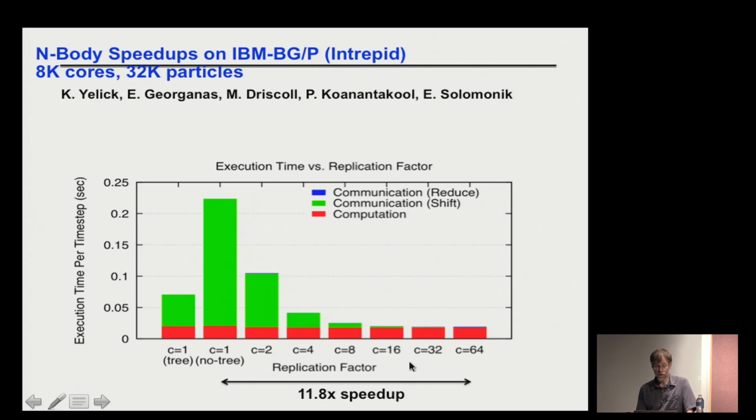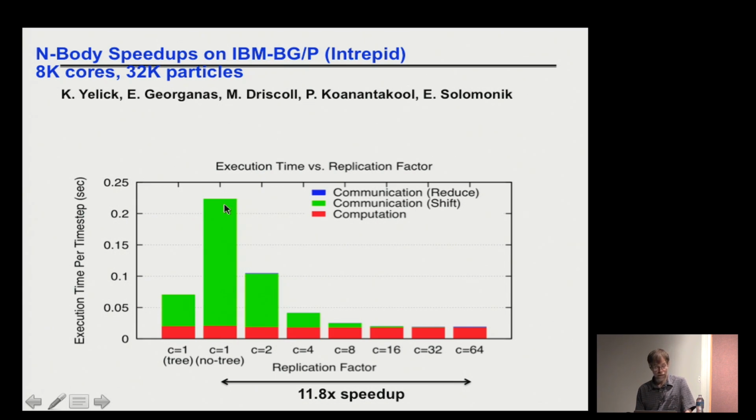So here, the horizontal axis is how many copies of the data I have: 1 copy, 2 copies, 4 copies, 8 copies. The vertical axis is time, so down is good. And it's color-coded: green is communication and red is arithmetic. Let's ignore the first column for a moment. This is a 3D torus network.